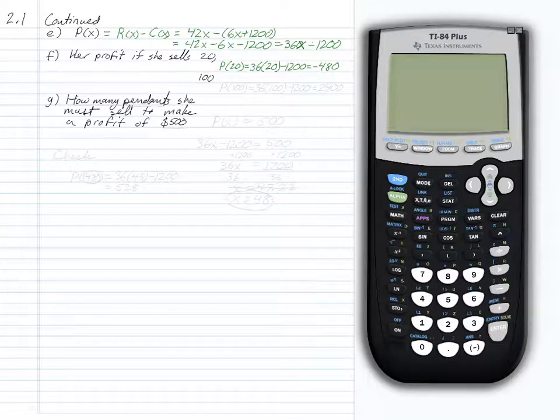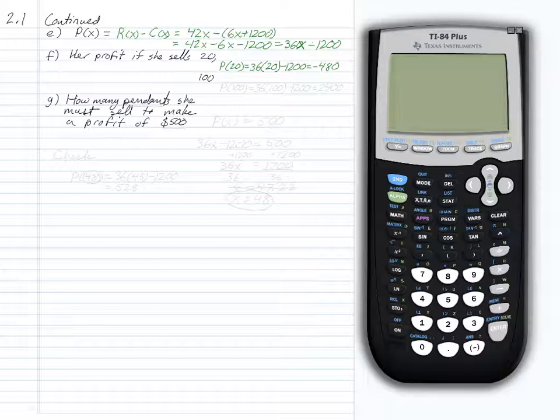Now, what could that mean, having a negative profit? Well, if we think about her situation, she's not producing very many pendants at this point. She's only producing 20. So she's working to pay off that initial investment, the $1,200. And on the whole, she only gets $36 per pendant, right? She has to spend $6 to make them, and then she charges $40 to the consumer. So she hasn't quite caught up with the $1,200 debt that she currently owes.